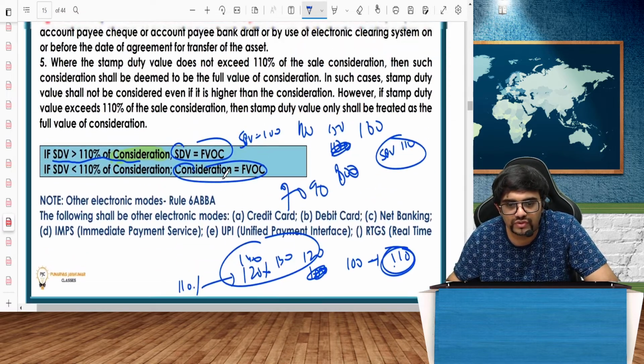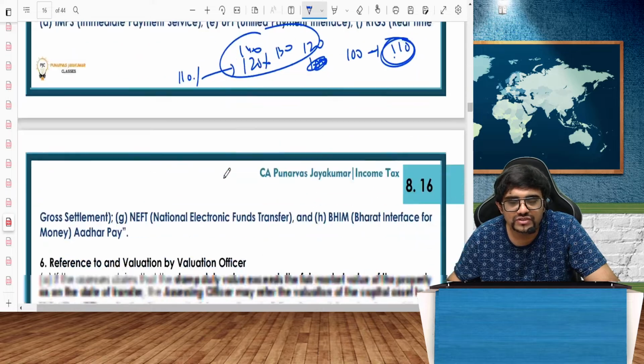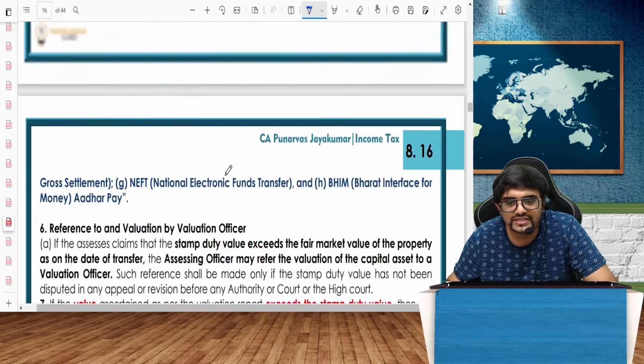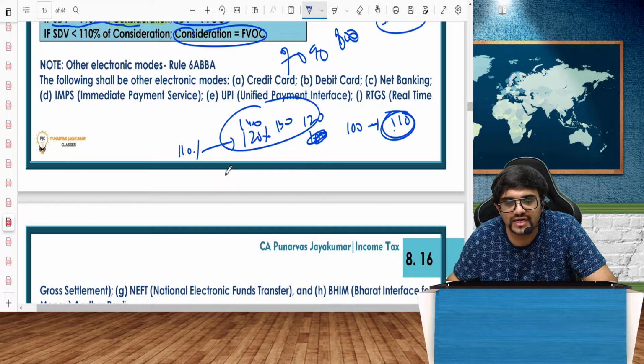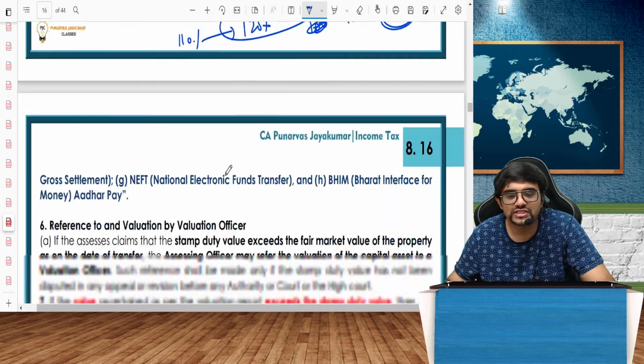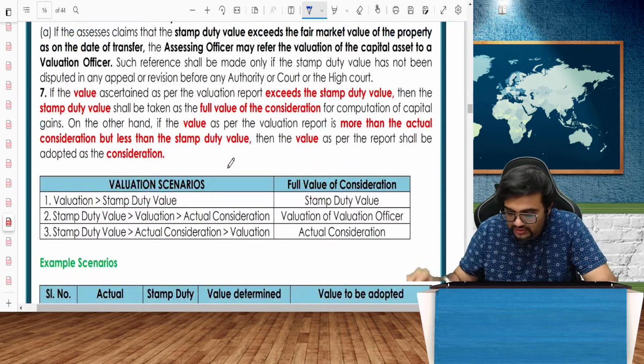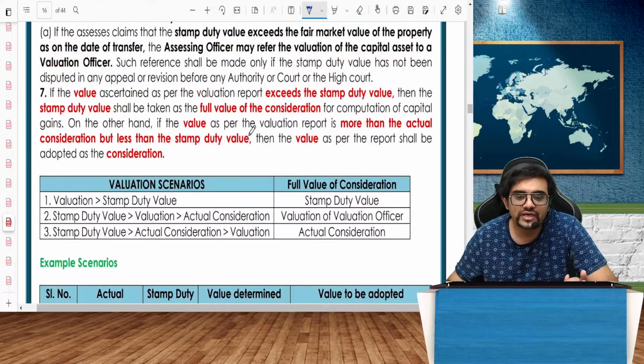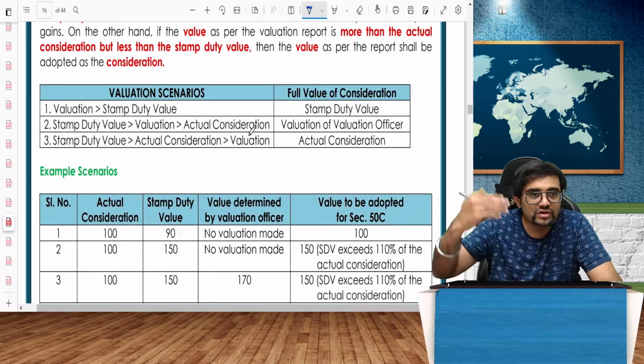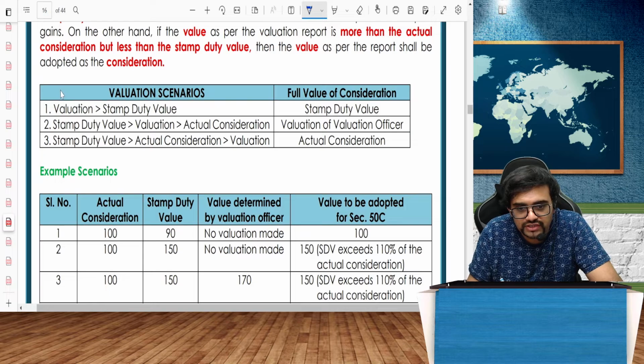But as I told you, all these things will be possible if you obviously use the preferred mode, that is, credit card, debit card, net banking, etc. Account payee cheque, most important, account payee cheque, not crossed cheque or bearer cheque. In the previous class we already discussed this, I'm not going to do it again, but simple rule. I can go to the valuation authority. The valuation authority says 100 lakh. Stamp duty value is 90 lakh. So obviously I don't care, stamp duty value only will come.